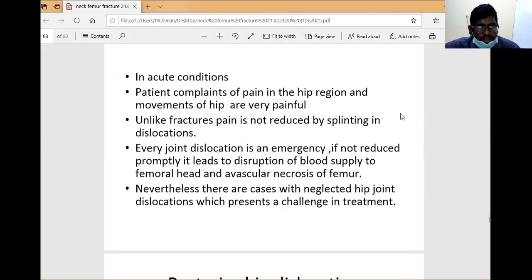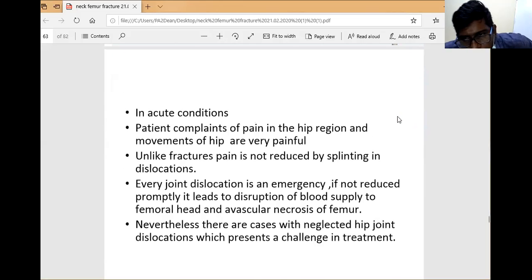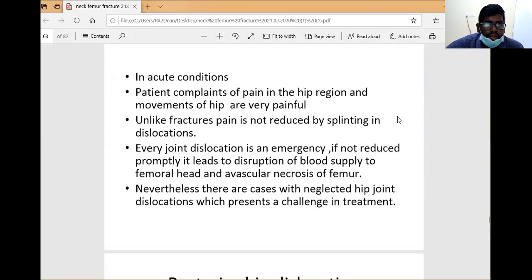So this is the classification. Most of these cases are road traffic accidents and associated with other conditions like pelvic injuries or patellar or femur fracture. There is severe pain and the patient is not able to move, and unlike other fractures, pain is not reduced with splinting or any traction.